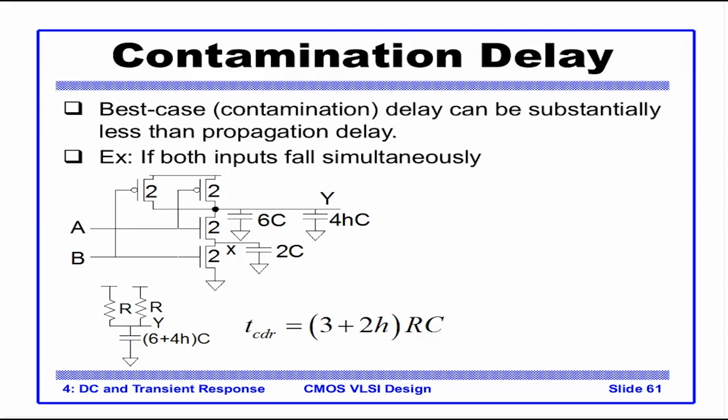So for calculation of contamination delay, since we are assuming that both A and B are falling, we have to assume that both of these are active. Now see, we have determined the widths 2 and 2 of PMOS and NMOS, assuming that only one of the inputs will transition at one time. We did not assume a contamination case. Assuming the widths to be the same, we calculate the contamination delay. So the contamination delay is 3 plus 2 HRC. Please work this formula out, and it should be easy to calculate. I will not go into details again.